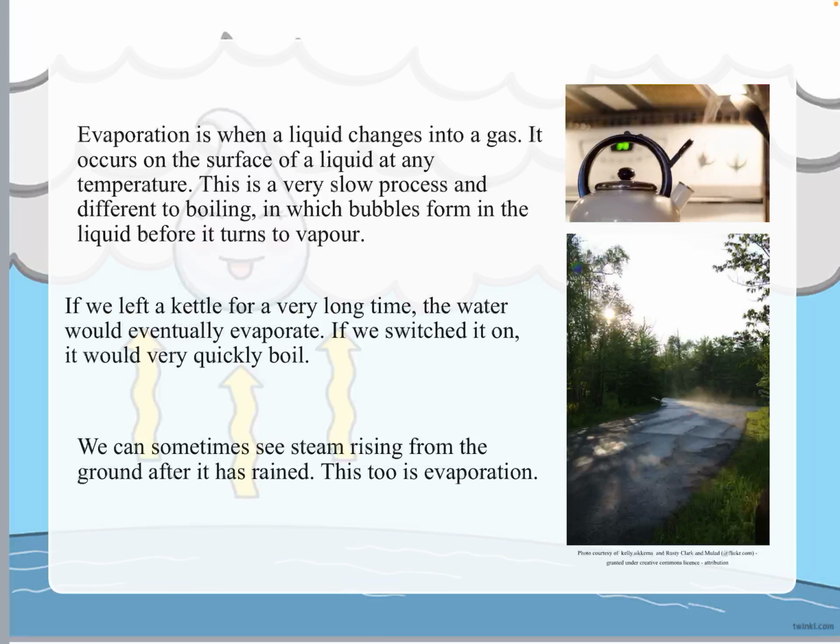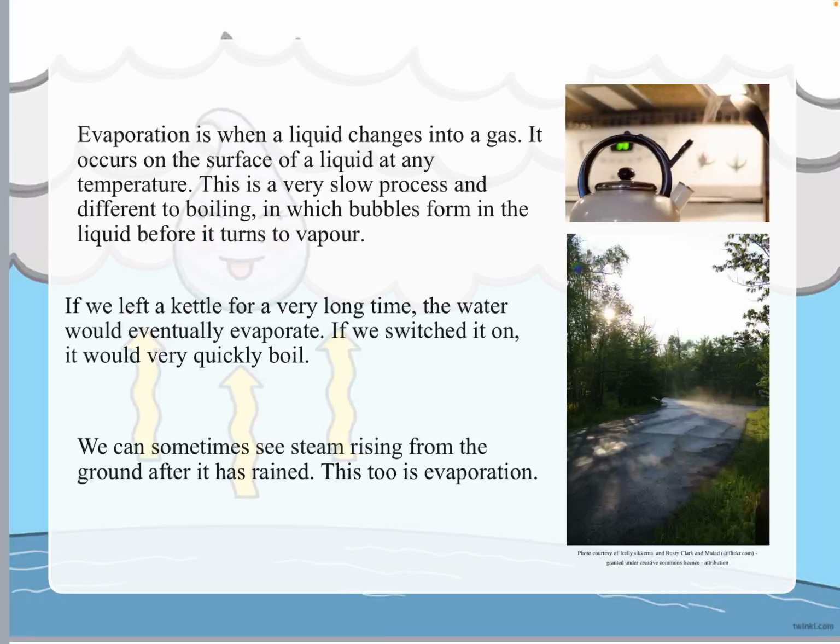Evaporation, like we said, is when a liquid changes into a gas. It occurs on the surface of a liquid of any temperature. It is a very slow process. It's different to boiling, in which the bubbles form in the liquid before it turns into a vapour. If we left a kettle for a very long time, the water would eventually evaporate. But if we switched it on, it would very quickly boil.